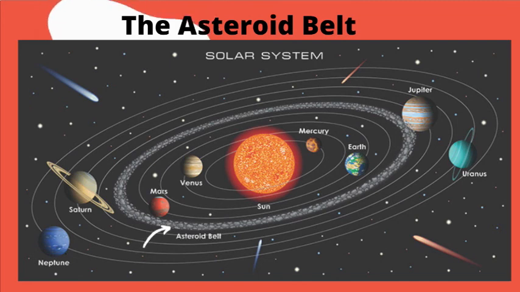Asteroids form at the same time as the rest of the solar system. Although there are many in the asteroid belt, they will never be able to form into a planet. Jupiter's gravity kept them apart.